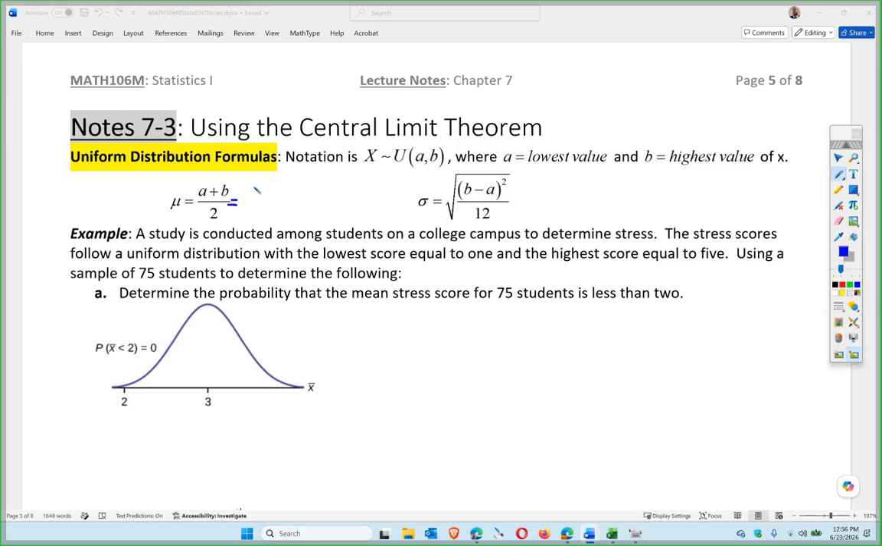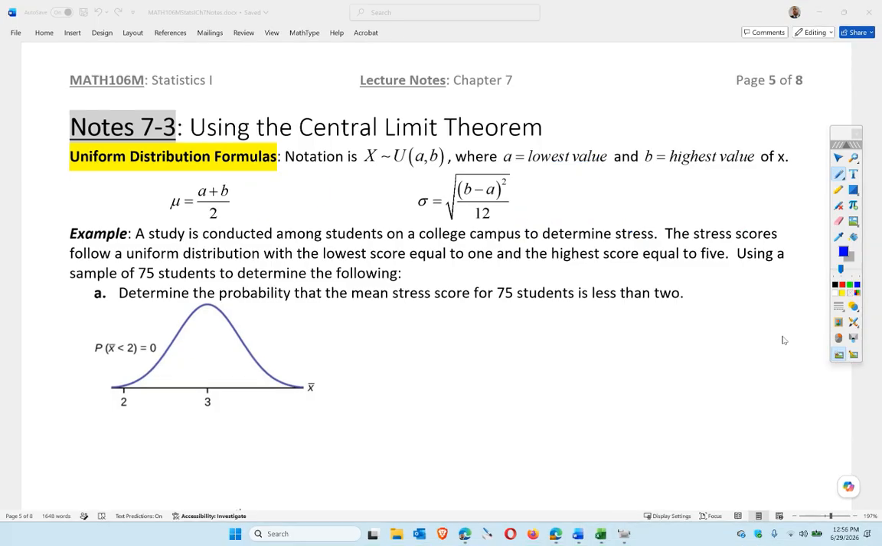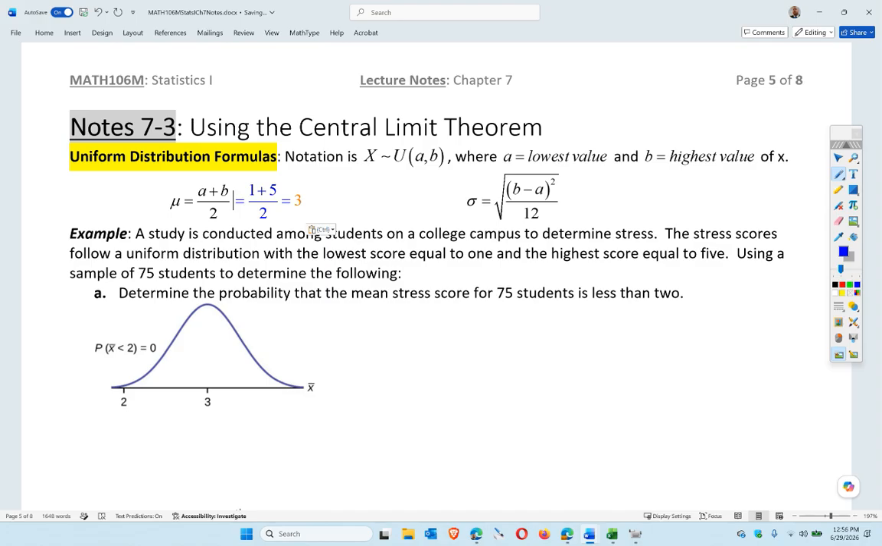So if we do uniform, this will be (1 + 5) divided by 2, right? So that's 6 divided by 2. So that's 3 as my mean, right? And my standard deviation would be the square root of (5 - 1)^2 divided by 12. That's the square root of 16 over 12, right? So that would be my mean and my standard deviation for this particular distribution. I have to use these formulas if they're in fact a uniform distribution.